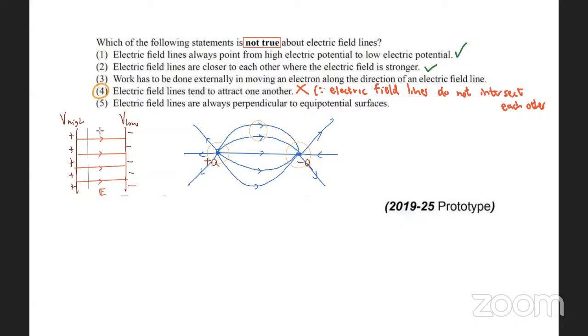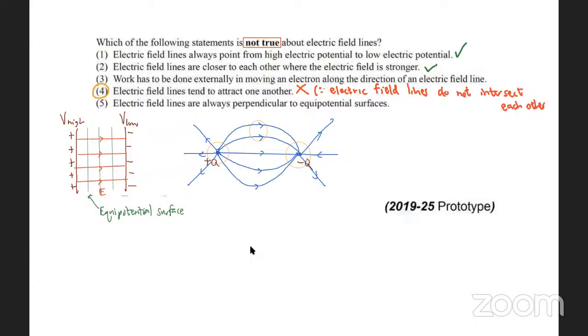Equipotential surfaces. An equipotential surface means a surface with points which have equal potential. Equipotential surfaces and electric field lines will always be perpendicular.